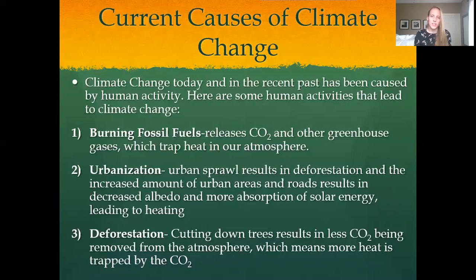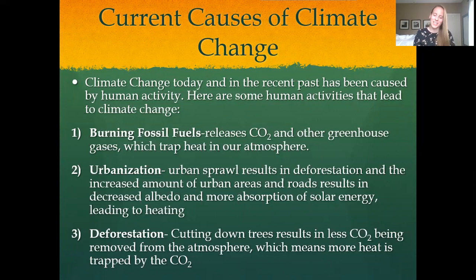So let's look at some of these current causes of climate change. Obviously, a big one is the burning of fossil fuels, which releases carbon dioxide and other greenhouse gases into the atmosphere where they trap heat. Another one is urbanization, which we've talked about before. It's essentially the building of more urban spaces or cities, which tends to result in deforestation because you have to make space for those cities. It also causes, when you have more roads and more buildings, less albedo, so less reflectivity, more absorption of the solar energy, which leads to heating.